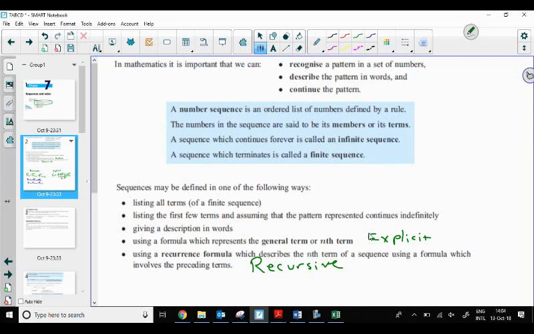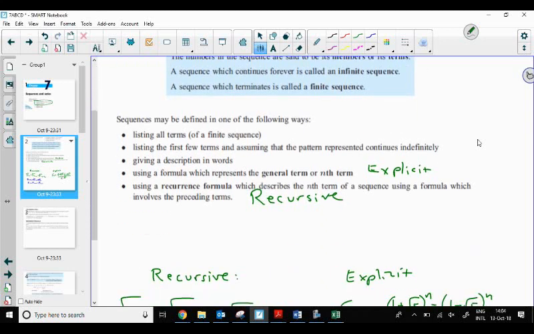A recursive formula tells you how to get a particular term of the sequence, but it uses the previous term or terms of the sequence to get there. An explicit formula is just like an algebraic rule, like when we say y equals a function of x, that's the idea with an explicit rule. I tell you, give me the 27th term of the sequence, you put the number 27 into some formula, and out comes the answer. To compare these two, let's look at a famous number sequence, the Fibonacci sequence.